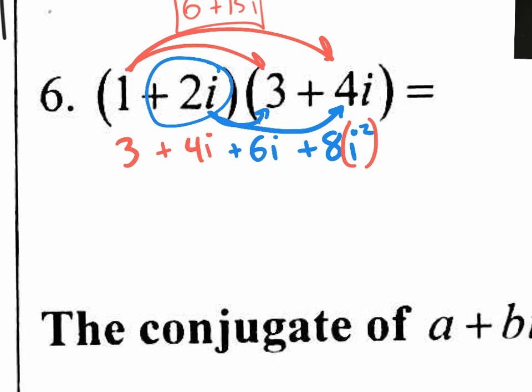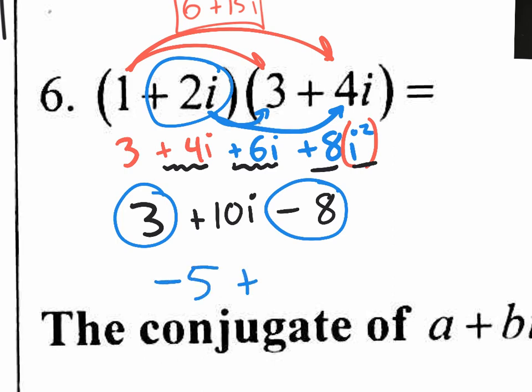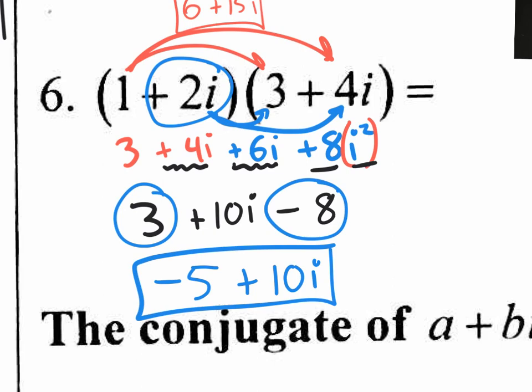So what we have here is the 3 out in front, the 4i plus 6i, that becomes plus 10i, and the 8 times negative 1, that becomes negative 8. Does everybody see that? And now let's combine the real number 3 with the real number negative 8, and what do I get? Negative 5, and then bring down the imaginary part second. There's your answer to number 6.